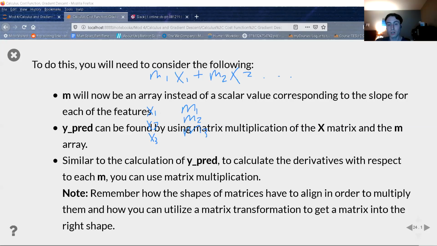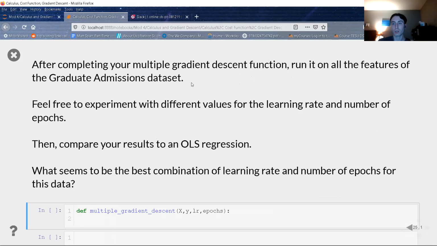And I have a little note. You want to keep in mind when you multiply matrices, when you do that product, they have to be a certain shape. So you might have to do a little trick to get something to be the right shape. That's kind of my hint there. All right, so that's basically the task: just to rewrite that function to handle multiple features, and then run it on the graduate admissions data set, compare it to OLS, and then figure out what you think the best learning rate and number of epochs are.